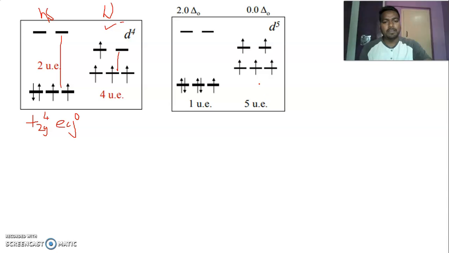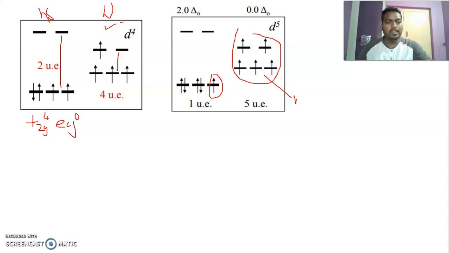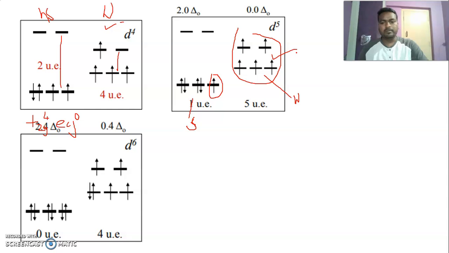In case of a D5, just look at the configuration here. Here there is only 1 unpaired electron, but here there are 5 unpaired electrons. So this is in case of weak ligand or weak field. This is in case of strong field. So in case of strong ligand, this is low spin complex and this is high spin complex.